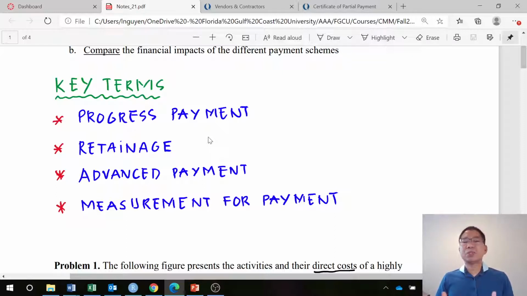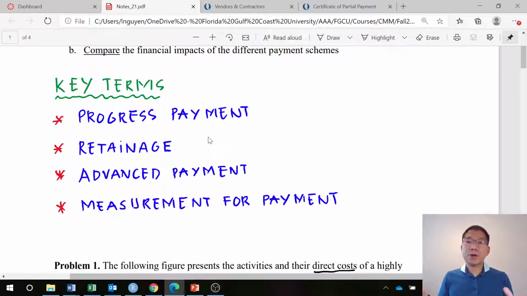Advance payment: this is when the contractor wants to have money in advance, so that the contractor can perform the project. So that advance payment goes from the owner, the client, to the contractor before the project begins, so they have money to mobilize and start the early project.